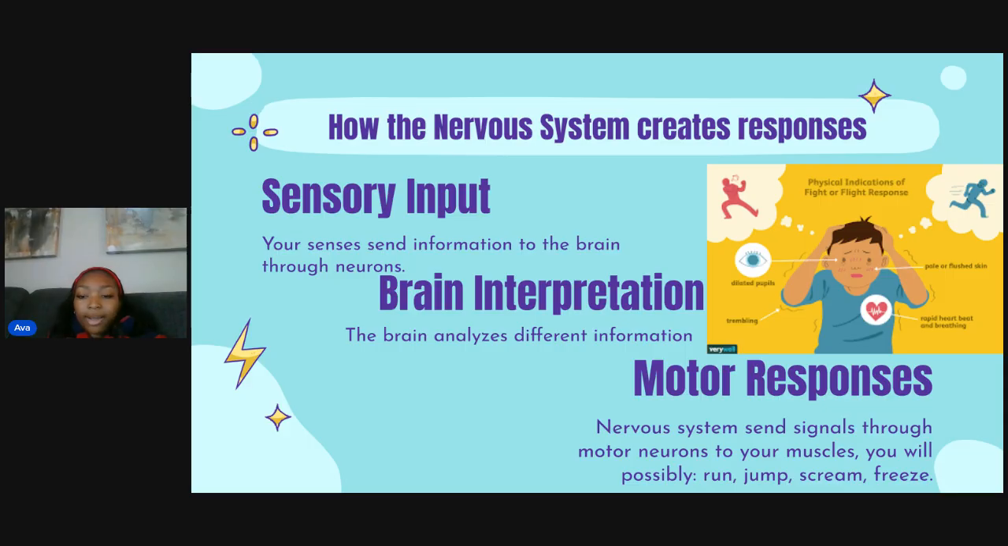And then going back to that fight or flight response, here's another visual representation and physical indications of that response. So this says dilated pupils, trembling, rapid heartbeat and breathing, and pale or flushed skin.